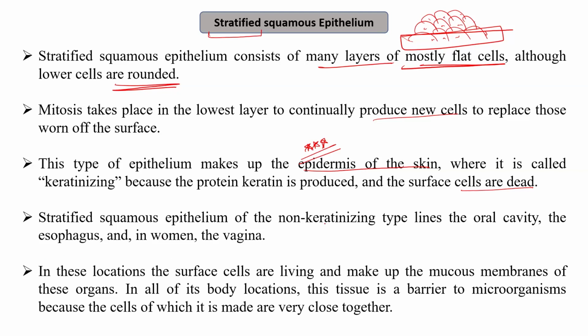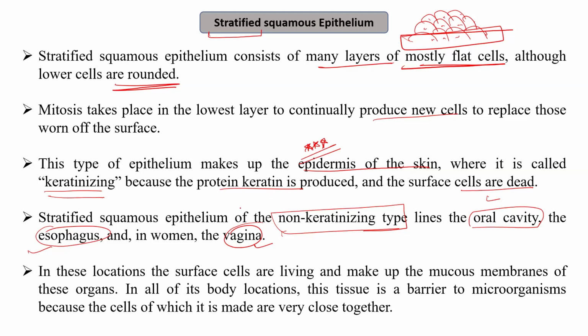So stratified squamous epithelium can be of the keratinizing type, which is present on the skin because the protein keratin is produced, or it can be of the non-keratinizing type, for example the one that lines the oral cavity, the esophagus, and in women the vagina. So the non-keratinizing type is present in these three different organs. While the keratinizing type is called so because of the production of the protein keratin, which is present on the skin surface.